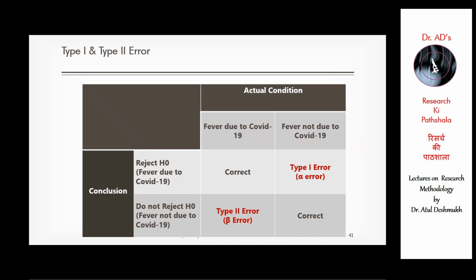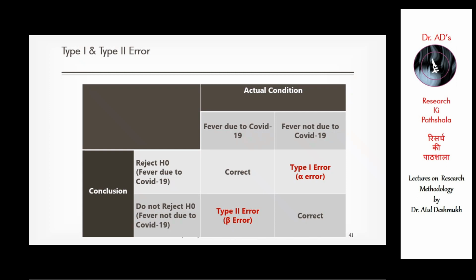Again, that is the conclusion of my family physician or doctor. But the actual condition may be one of two possibilities: that I am suffering from COVID-19 infection, or that I am not suffering from COVID-19 infection. Similarly, we have a null hypothesis and an alternate hypothesis. In this case, the null hypothesis is that the fever is not due to COVID-19 infection. That is my null hypothesis. And the alternate hypothesis is that the fever is due to COVID-19 infection.